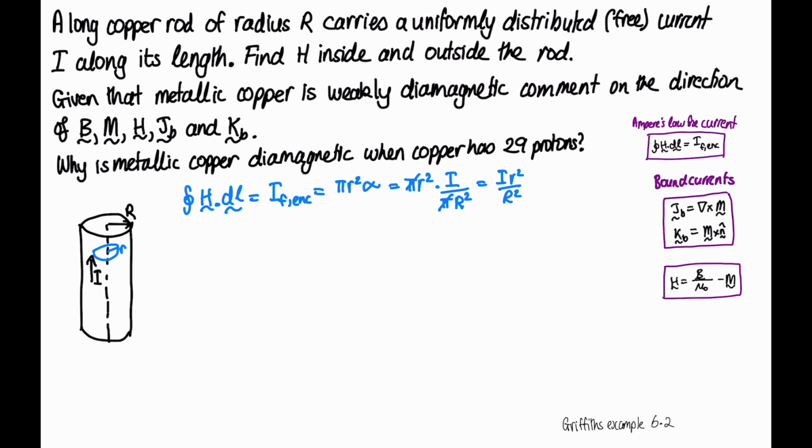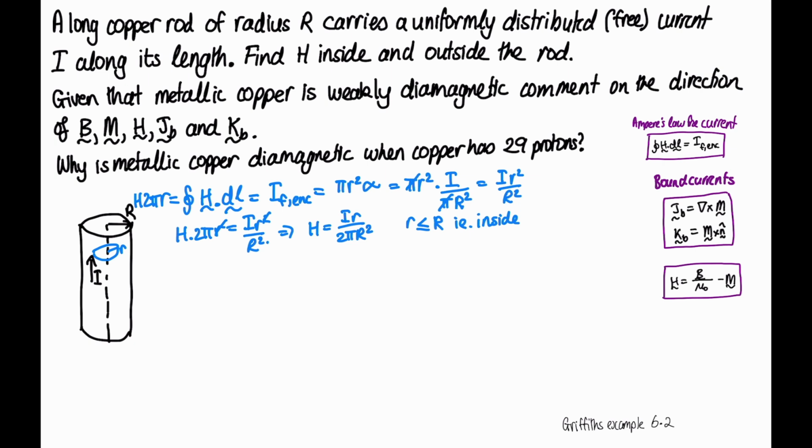Then considering this part of Ampere's equation, we can assume that H is going to be constant around this loop because of symmetry. So we've just got H times the integral around the loop, which is just the length of the loop, the circumference of the circle, so this is equal to H times 2 pi r. What we're going to do now is equate this with this to get our expression for H. So H times 2 pi r is equal to I little r squared over big R squared. We can cancel out one of those r's, and this tells us that H is equal to I r over 2 pi R squared, and this is for r less than or equal to capital R, i.e. inside.